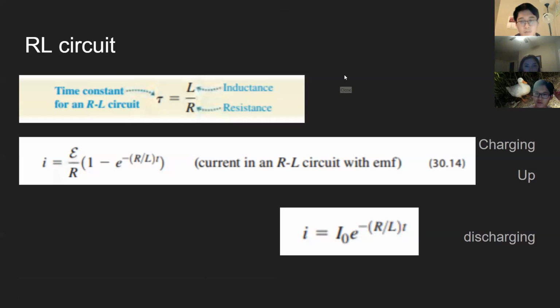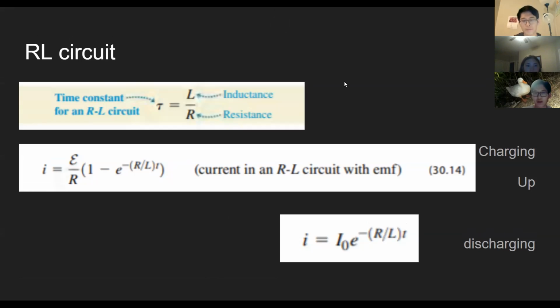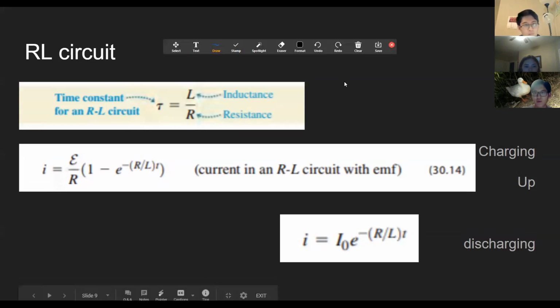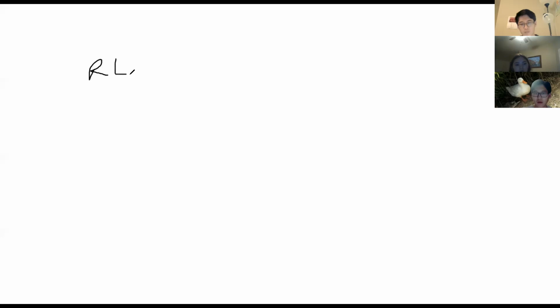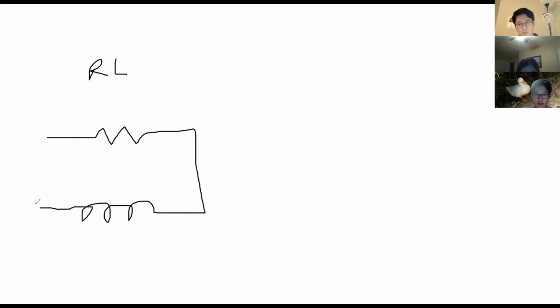Oh, Z and inductive reactance, that's later, because that's in AC circuits. Right now, we're just talking about the RL circuit discharging. Let me just show you what this type of problem might look like. You have a resistor, you have an inductor, and it's discharging, and you want to find I at t equals 4 seconds or something. And you just plug in and chug.